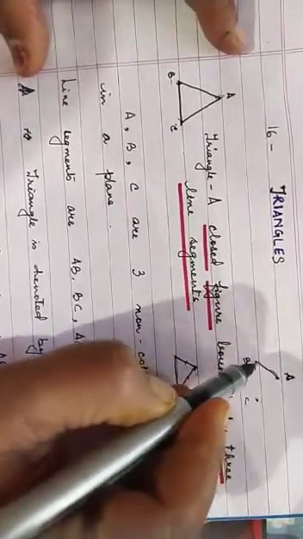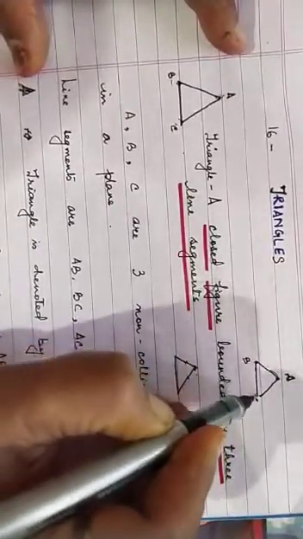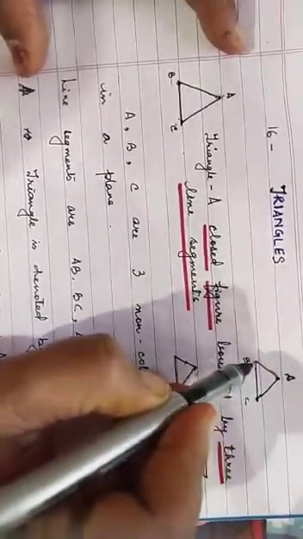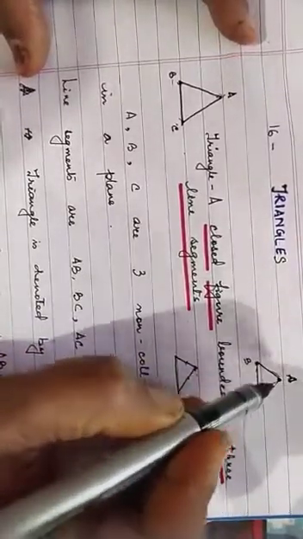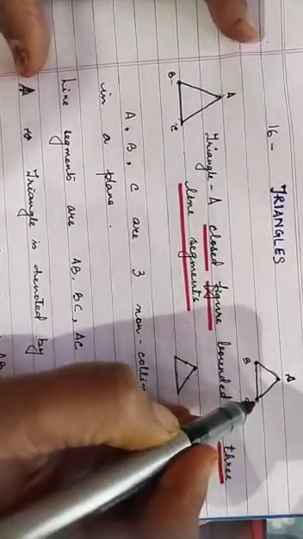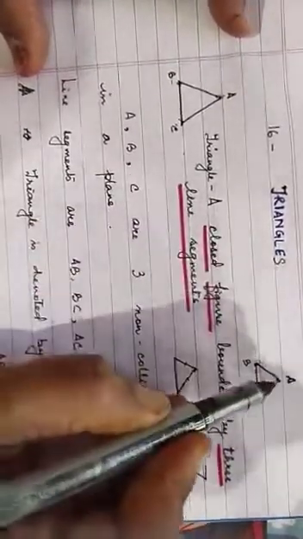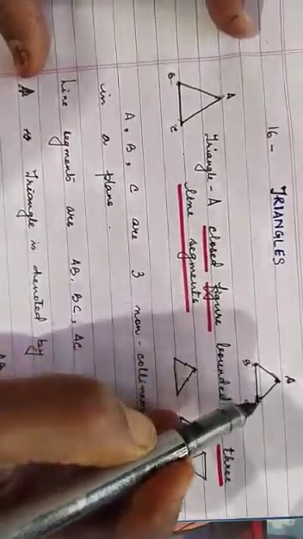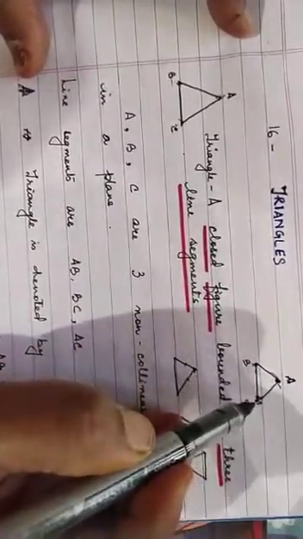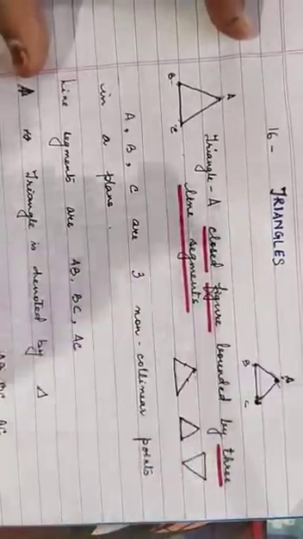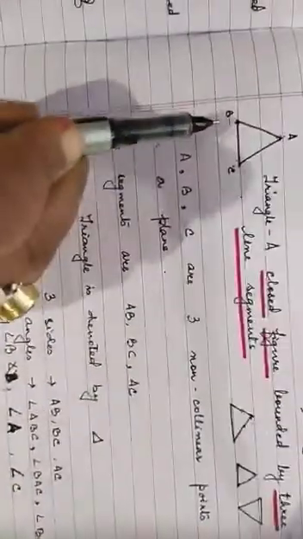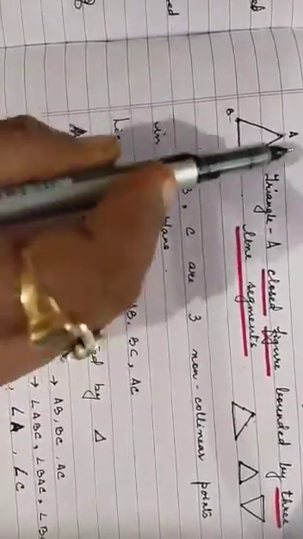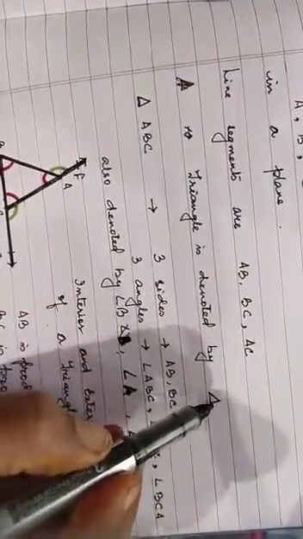Now join these 3 points. When you join these 3 points, AB becomes one line segment, BC one line segment, and AC another line segment. This forms a triangle. So a triangle is what? It is a closed figure. It is bounded by three line segments, and it is made up of three non-collinear points. The line segments over here are AB, BC and AC. A triangle is denoted by this sign.